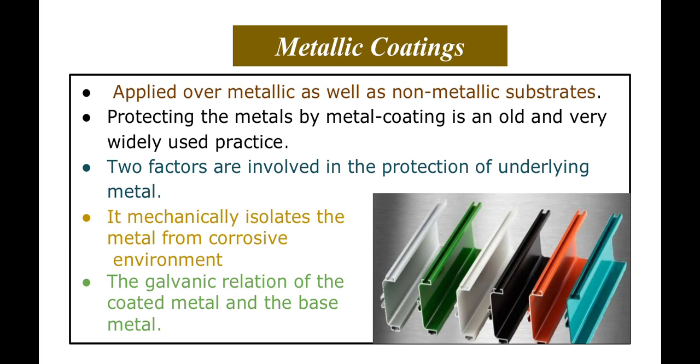There are two factors involved in the protection of the underlying metal by a metallic coating. One is that it mechanically isolates the metal from the corrosion environment, and second is the galvanic relation of the coated metal and the base metal. Based on this factor, metallic coatings are classified into two categories, one is cathodic coatings and second is anodic coatings.